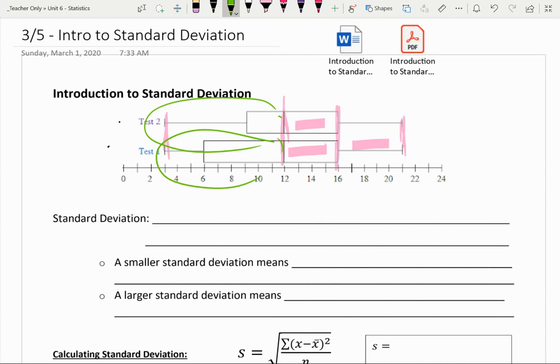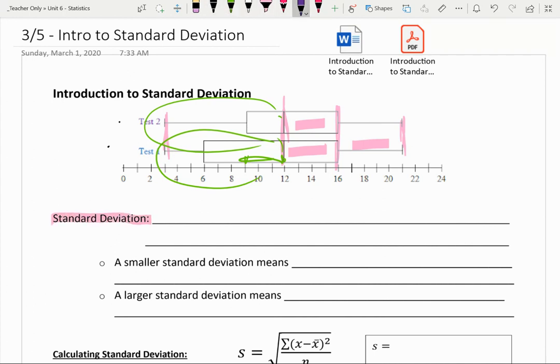Maybe we can tell that in test 2, there were 25% of students in a higher range of scores, from 9 to 12, than in test 1. But for all we know, not only could they have the same median, but they could actually have the same mean. So we need just another way to compare data. So that's where the idea of standard deviation comes in.